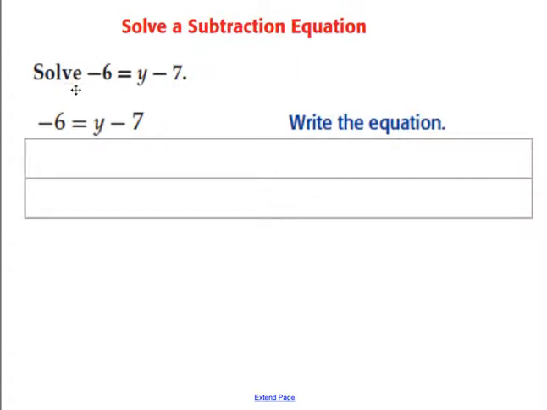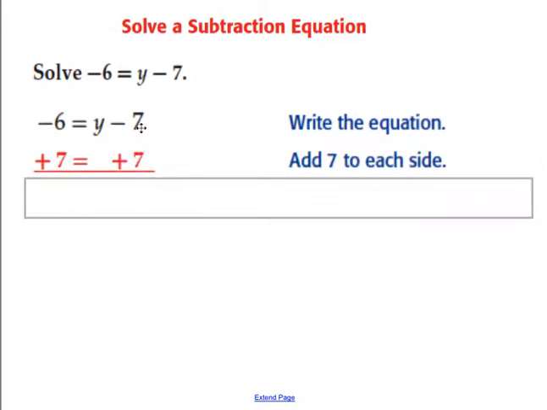Alright, I hope you gave that a try. The first thing we always do is write the equation. Now our goal here is to get y by itself. So 7 is being subtracted from y, and the opposite of subtraction is addition. So we want to add 7 to both sides. I would prefer that you work vertically like this rather than horizontally on that last slide. Add 7 to both sides vertically, so write it underneath on both sides.